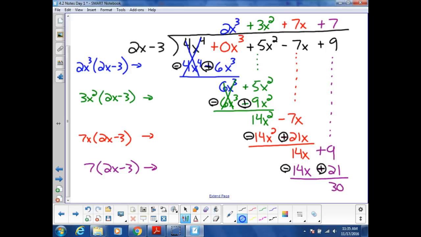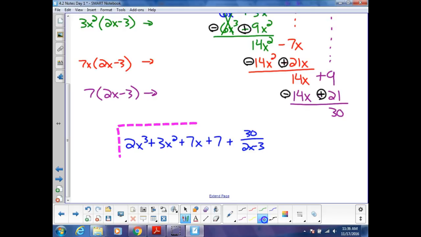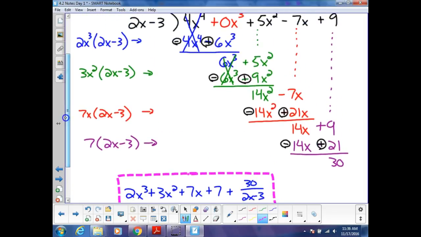Yes? So my answer here is 2x cubed plus 3x squared plus 7x plus 7 plus 30 over 2x minus 3. Can't get it all in there. Okay? With me?